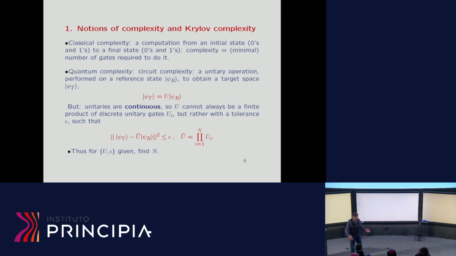One extra factor is the fact that in the quantum case, the unitary transformations are continuous. So you cannot always go from an arbitrary initial state to an arbitrary final state by a finite number of discrete gates. But rather, we assume in general that there should be a tolerance with which we should obtain the final state. Tolerance epsilon. But otherwise, it's the same idea, the number of gates that takes us from an initial to a final state.